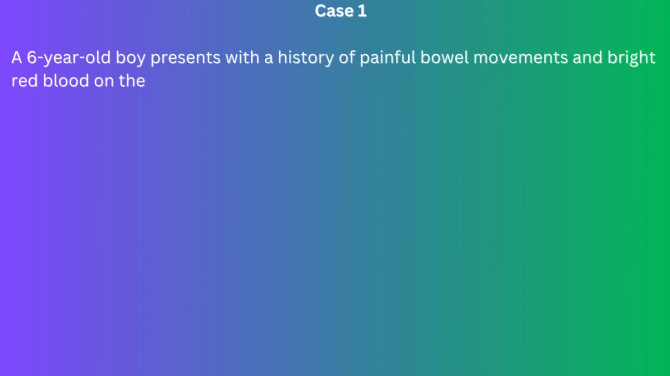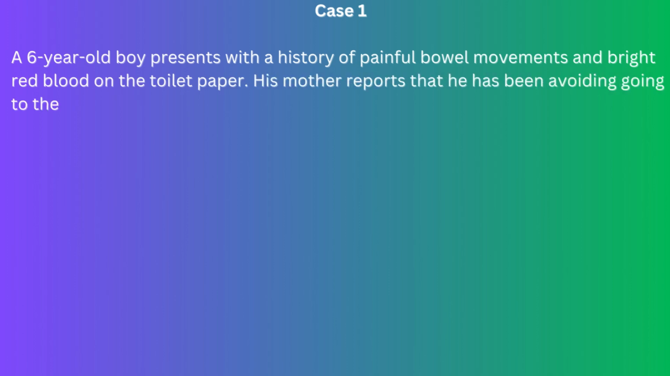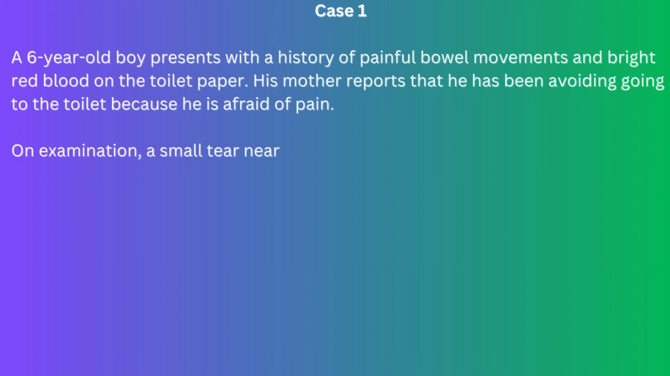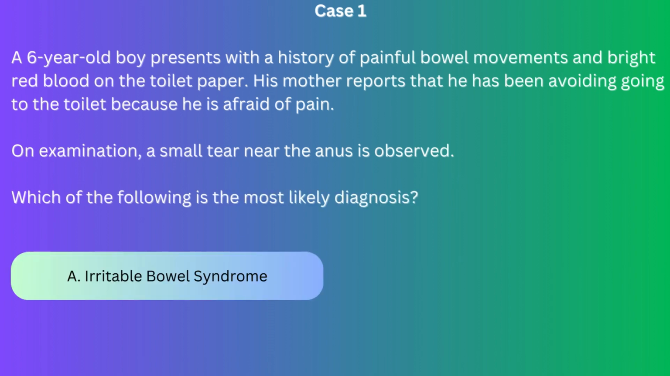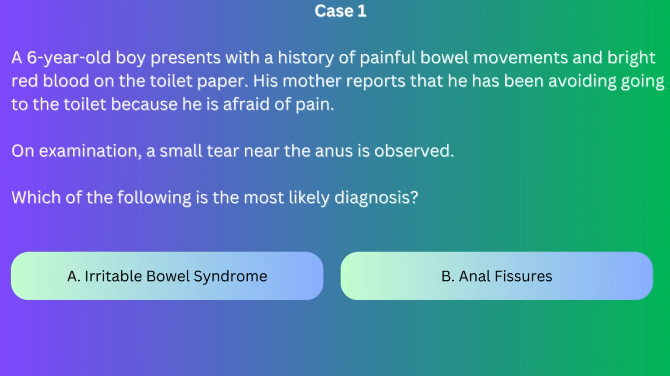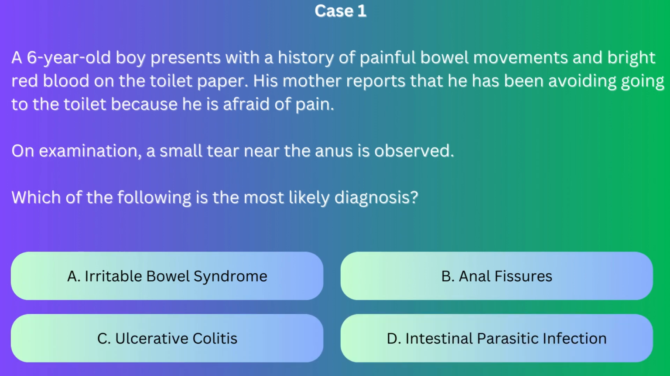A 6-year-old boy presents with a history of painful bowel movement and bright red blood on the toilet paper. His mother reports that he has been avoiding going to the toilet because he is afraid of pain. On examination, a small tear near the anus is observed. Which of the following is the most likely diagnosis? A. Irritable bowel syndrome. B. Anal fissure. C. Ulcerative colitis. D. Intestinal parasitic infection. The correct answer is B.